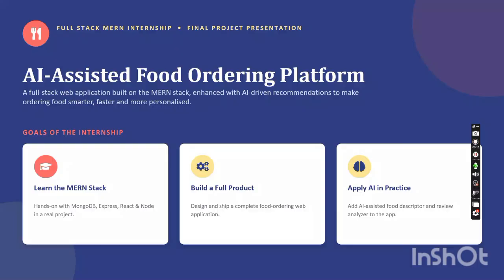The project I built is an AI assisted food ordering platform, a full stack web application built using the MERN stack with two AI powered features layered on top to make the platform smarter for both restaurant admins and customers. Before I get into the project, let me quickly walk through the course of this internship.